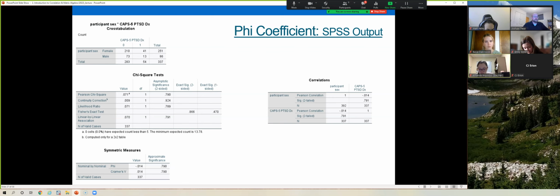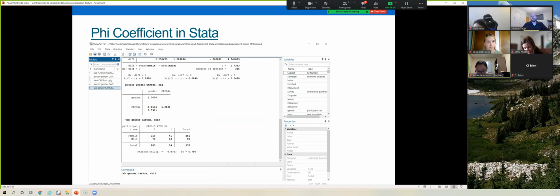Oh yeah, and if we want to do this in Stata, pwcorr gender, CAPS diagnosis gives me my correlation and my p-value, or tab gender, CAPS diagnosis, and then add chi-square at the end of that, gives me my chi-square coefficient and the p-value. Things are interchangeable with one another.